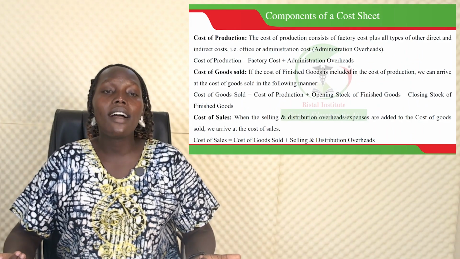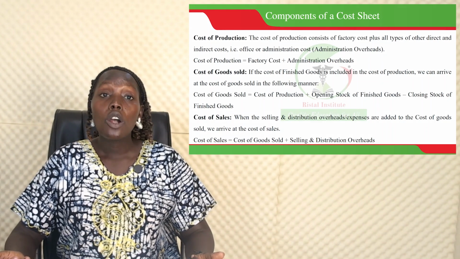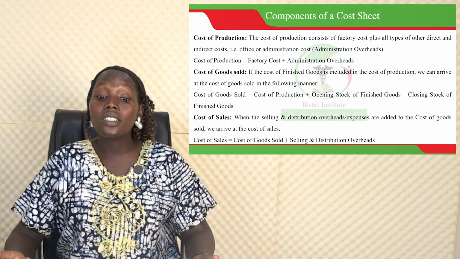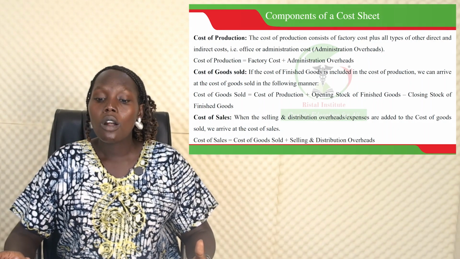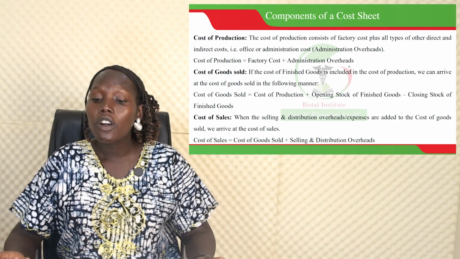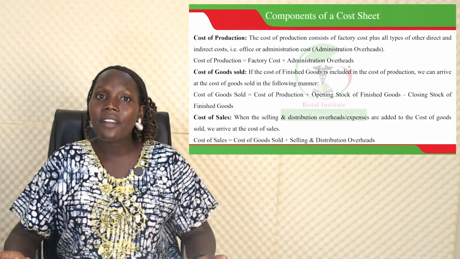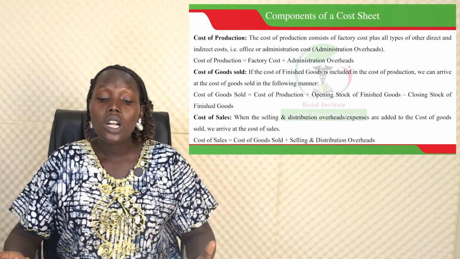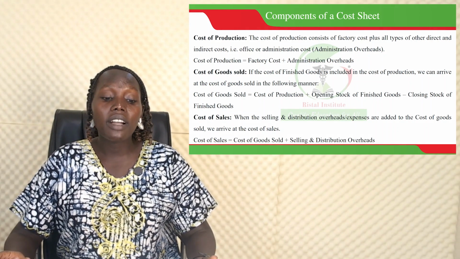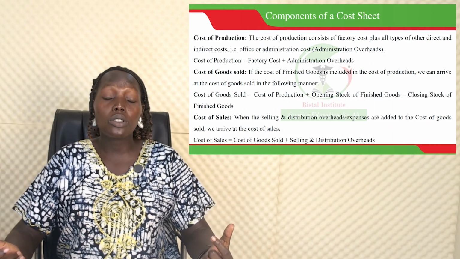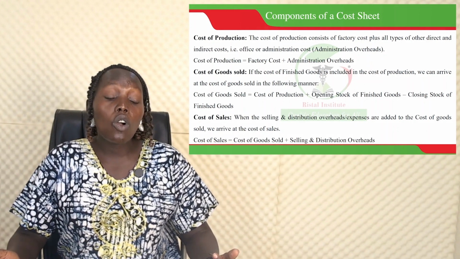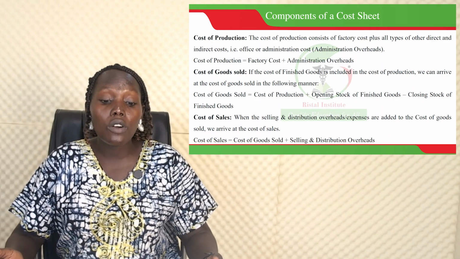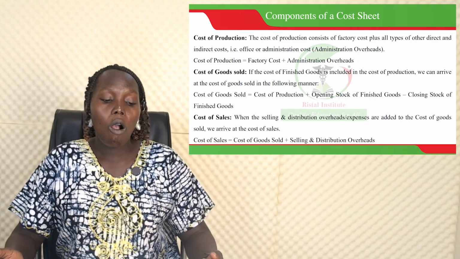Then we have what we call the cost of production. It consists of the factory cost plus all types of other direct and indirect costs, for example, the office or administration cost. This is called the administration overheads. So the cost of production is calculated by getting the factory cost plus the administration overheads.